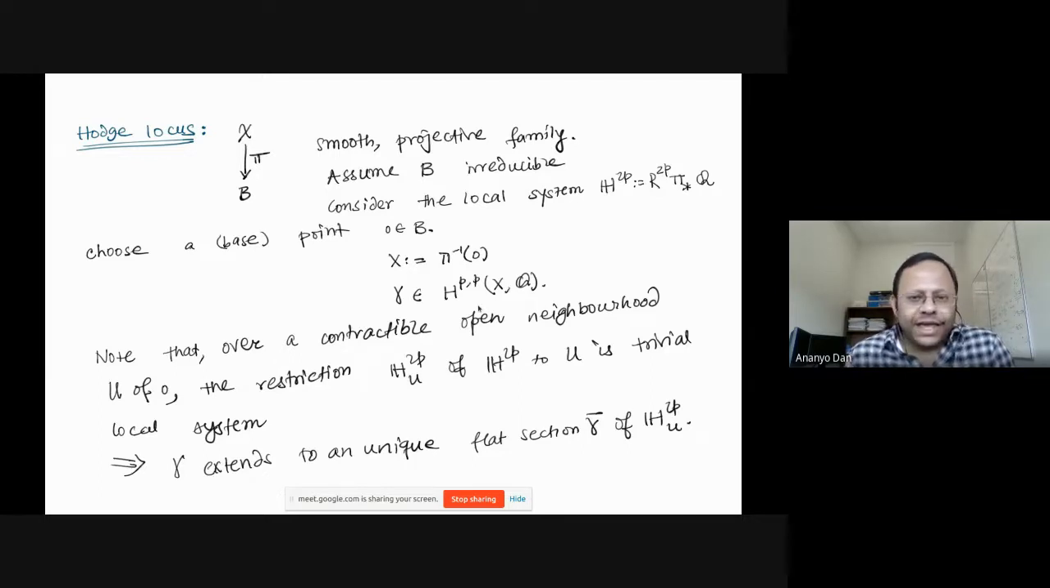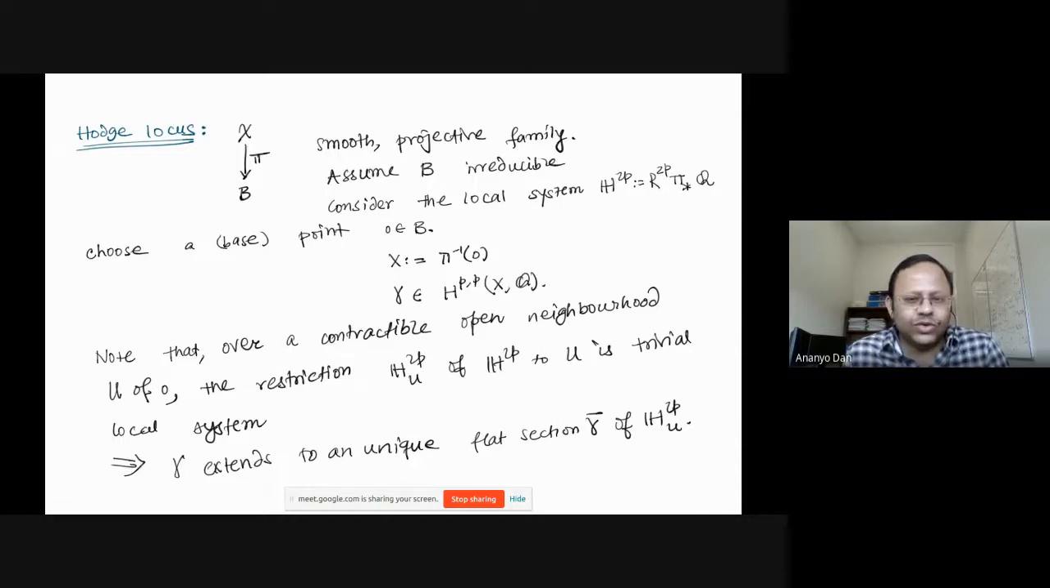Okay. Now, I want to extend this to the whole family. I cannot extend it right away to the whole family, but what I can do is look at a contractible open neighborhood of this base point. As I said, the local system is a locally constant sheaf, so I can always find a contractible open neighborhood on which it is trivial. The restriction of this local system to this open neighborhood is trivial. This means that gamma extends uniquely to a flat section.